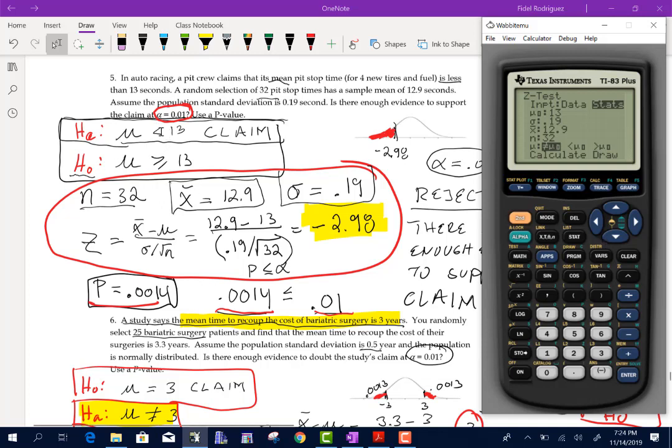Okay, but hold on. My question is, do I look at this one or do I look at this one? Okay, we always look at the HA, guys. Not necessarily that we always look at the claim, but we always look at the alternate, right? The one that has the Ha. Because that's pointing to the left, then we're going to go here, enter, okay? And then we go to calculate, enter one more time.